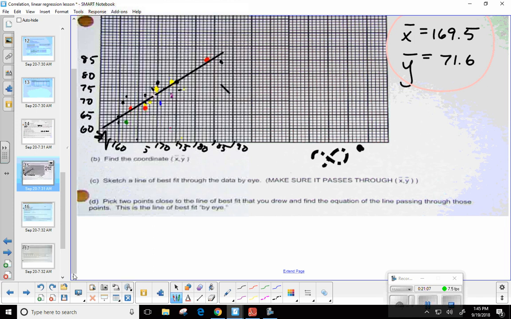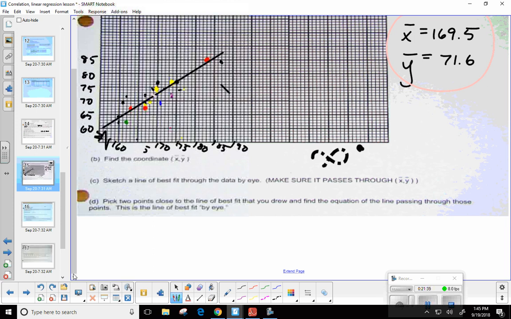Now, we're going to use the grand mean, the 169.5 comma 71.6, in order to write the equation. But let's choose 2 points, because I do need to find what? I need to find the slope. Once I have the slope and a point, we can use point-slope form. Do you guys remember that? No, that's slope-intercept form. What's point-slope? y minus y1 equals m times x minus x1. Yeah, that's point-slope.